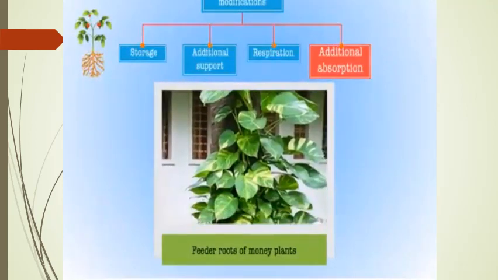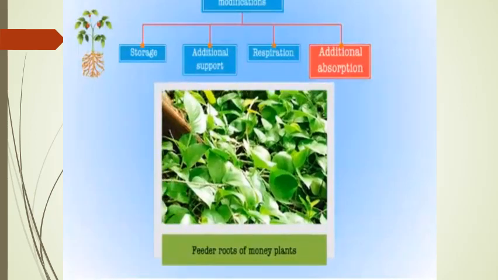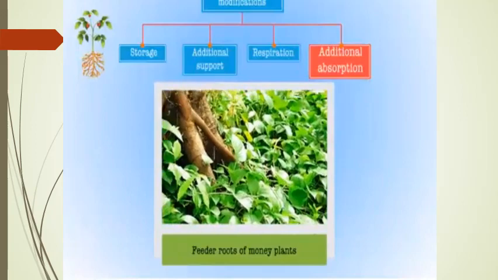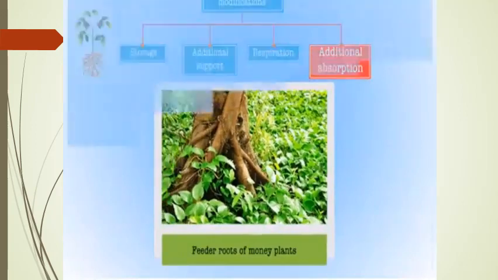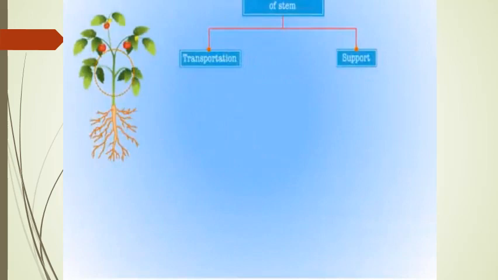Money plant has long slender feeder roots that help in absorbing additional nutrients and water from the soil. Observe the feeder root of money plant on a tree bark. Feeder roots make money plant a fast growing plant in tropical countries. We now move on to the shoot system, but we will see this in our next chapter.